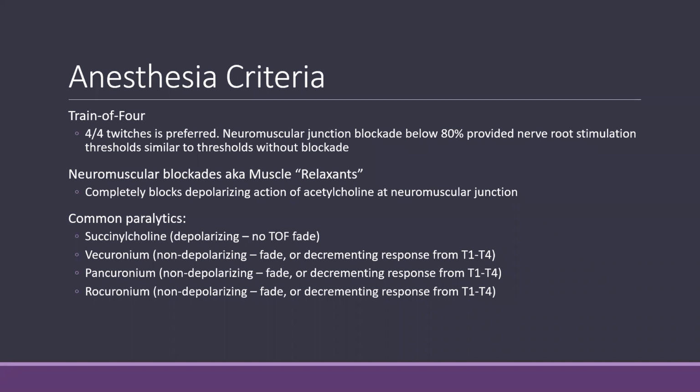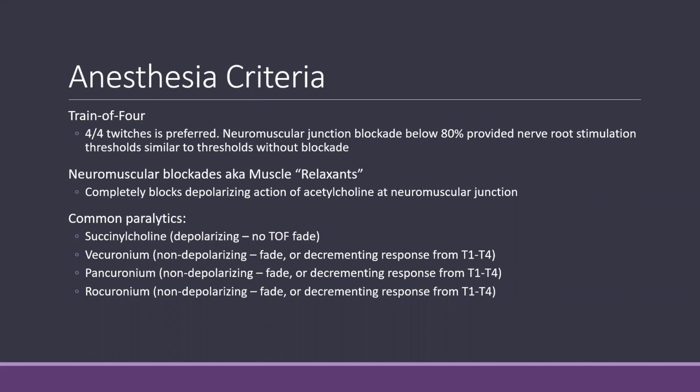Now, as far as anesthesia goes, we don't have to worry so much about other factors like propofol or gas as we do with SCPs, but we do have to pay a lot of attention to paralytics. So we use train of 4, which is a variation of a repetitive nerve stimulation, nerve conduction technique. And what we're looking for is the decrement between the first and fourth twitches. Again, 4 out of 4 twitches is preferred. Neuromuscular junction blockade below 80% provides nerve root stimulation thresholds similar to thresholds without blockades.